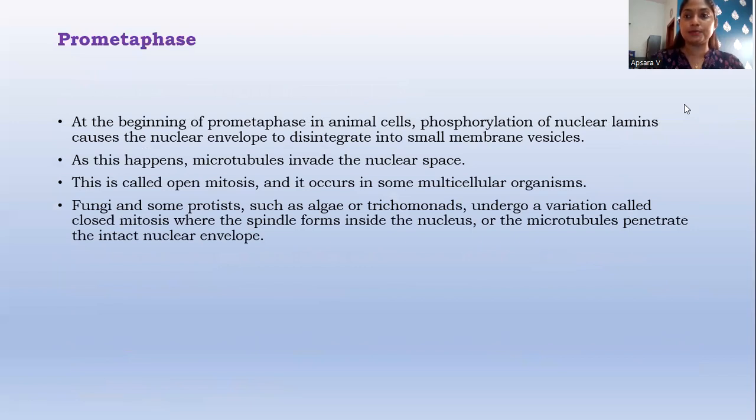The next stage is prometaphase. At the beginning of prometaphase in animal cells, phosphorylation of nuclear lamin causes the nuclear envelope to disintegrate into small membrane vesicles. As this happens, microtubules invade the nuclear space that is available, and this is what is known as open mitosis, and it occurs in some multicellular organisms. Fungi and some protists such as algae and trichomonas undergo a variation called closed mitosis, where the spindle forms inside the nucleus or the microtubules penetrate the intact nuclear envelope.